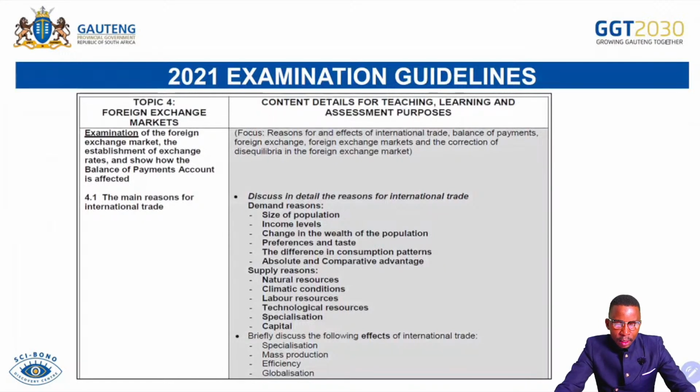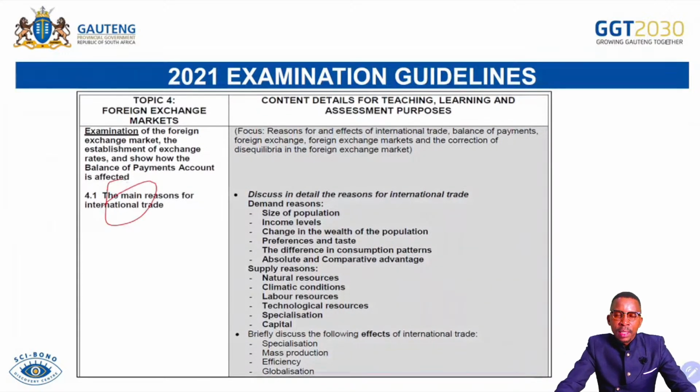Okay, firstly, 4.1, main reason for international trade. We are here. So this is an essay. Remember, when it says discuss in detail reasons for international trade, we talk about both the demand reasons and the supply reasons. You must be able to discuss them in detail. In this case, we answer questions to say, why are we demanding goods produced by other countries, and why are we supplying goods to other countries?